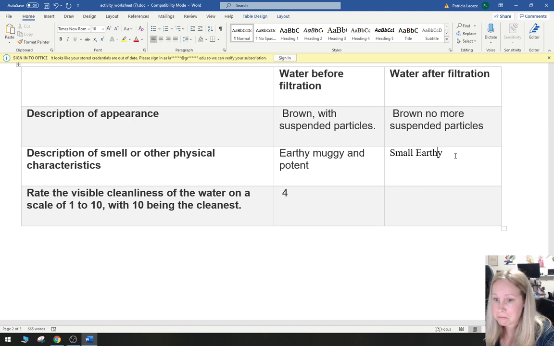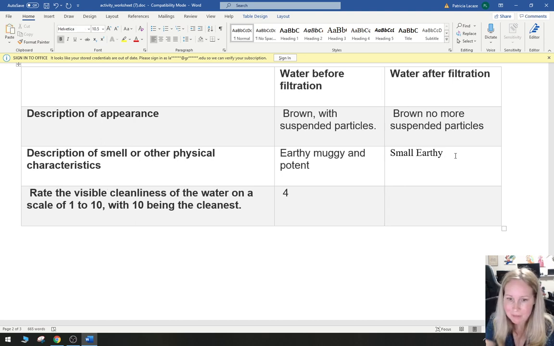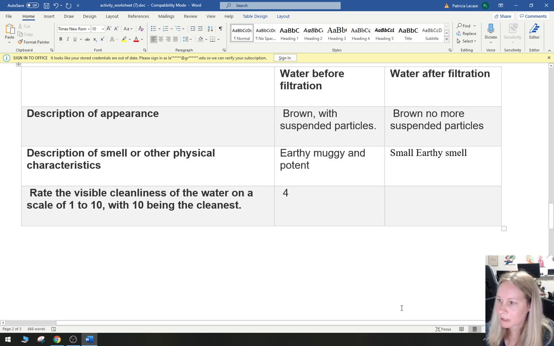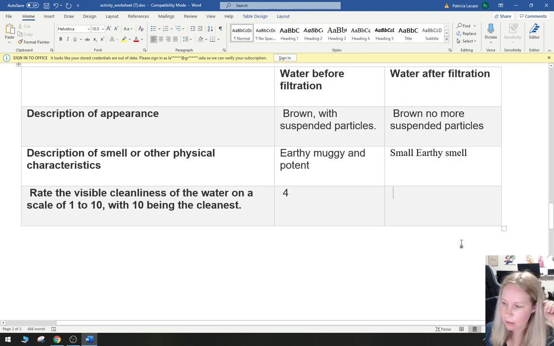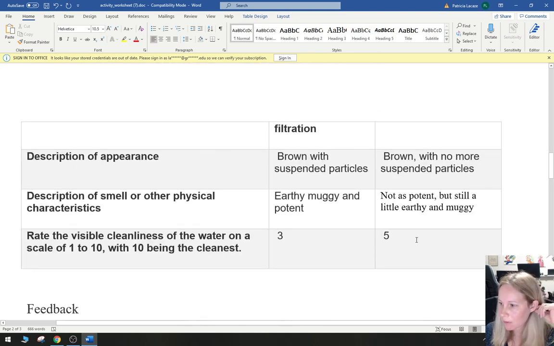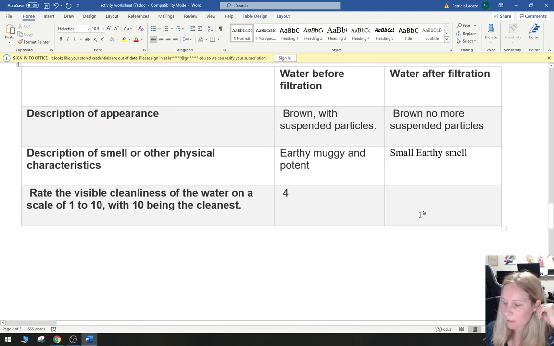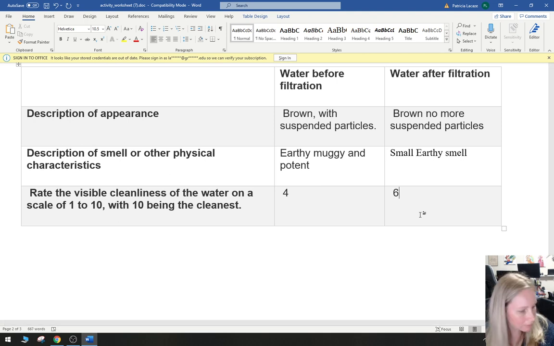It's an interesting thing about doing experiments: you never know what's gonna happen. Okay, make sure you're copying this. Just pause the video if you need to. Cleanliness. It's definitely clearer. It was clear a little bit by the last one, so if that was a 5, I guess we can give it a 6. Let's give it a 6.